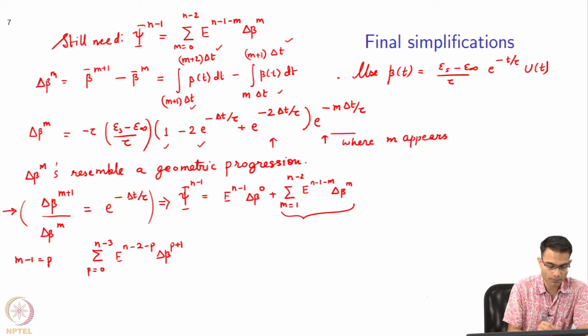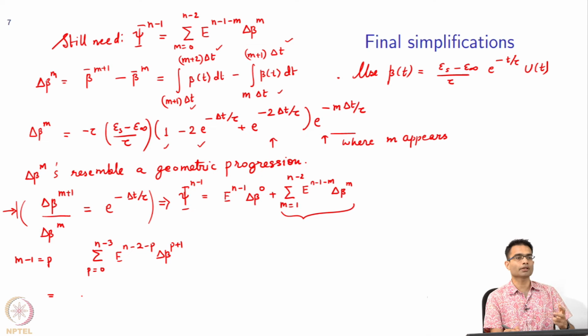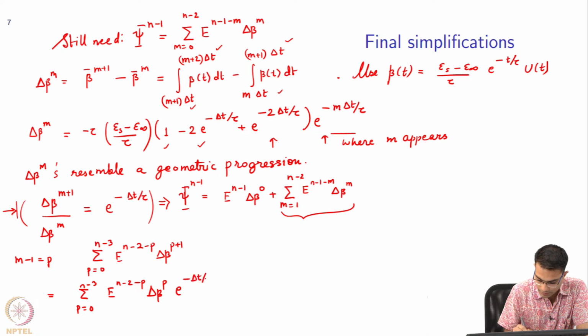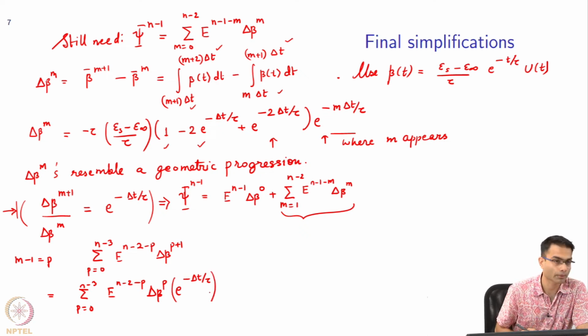And now I am in a position to use this trick, this guy over here. Delta beta p plus 1 can be written in terms of delta beta p. So, this will become the summation p equal to 0 to n minus 3 of e n minus 2 minus p delta beta p, times e to the minus delta t by tau. This term can be taken outside the summation since it does not depend on p.